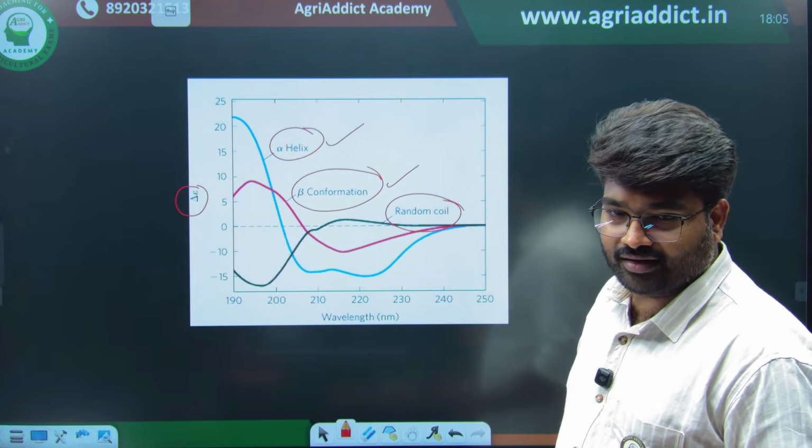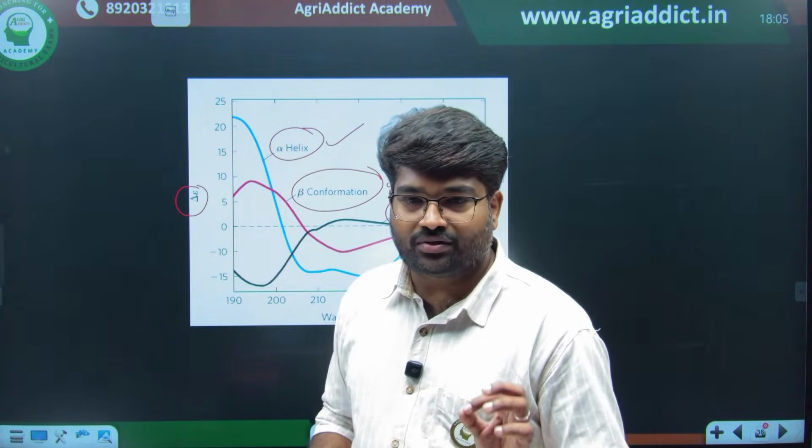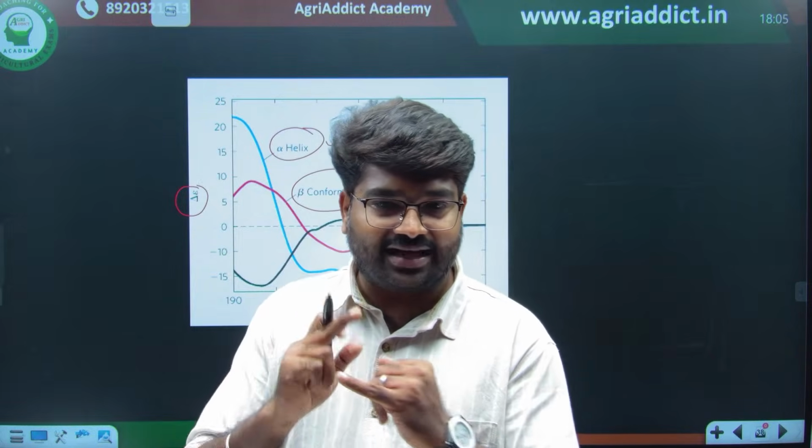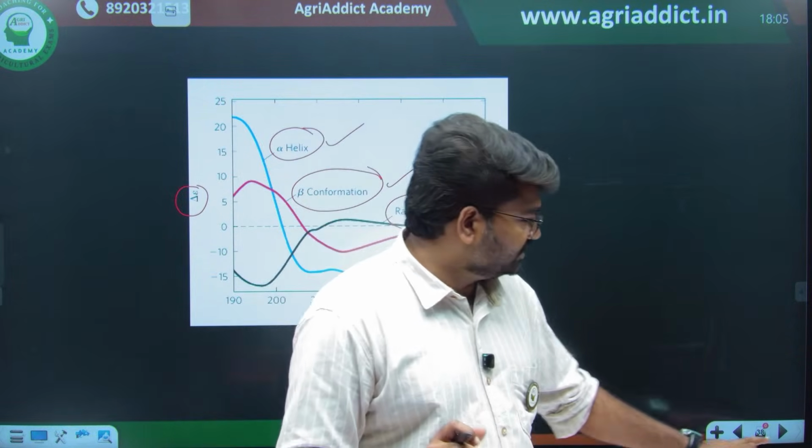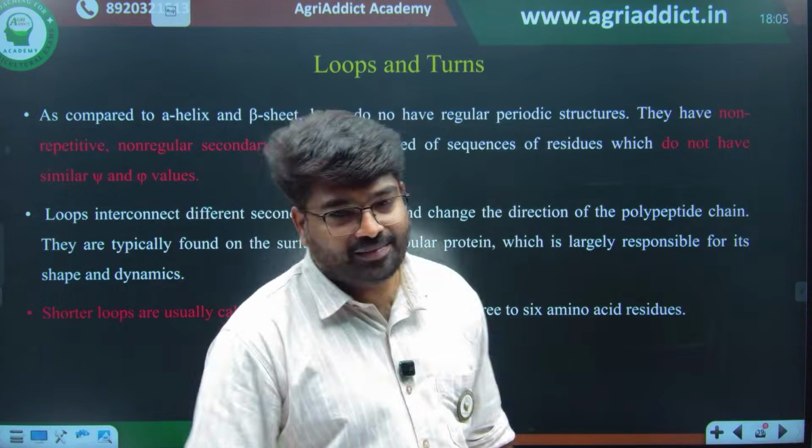That we can determine. I hope there is no doubt in secondary structure of protein. Major is alpha helix and beta pleated sheets. Okay. Now we are going to see about turns.